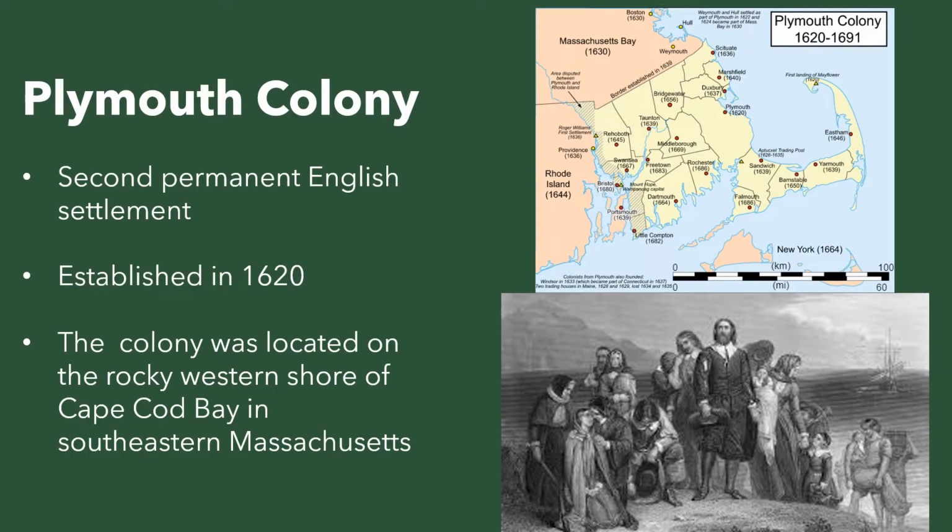The Plymouth Colony was the second permanent English settlement. It was established in 1620, and the colony was located on the rocky western shore of Cape Cod Bay in southeastern Massachusetts. You're going to read about the Plymouth Colony in the team's meeting after this video with your teacher.